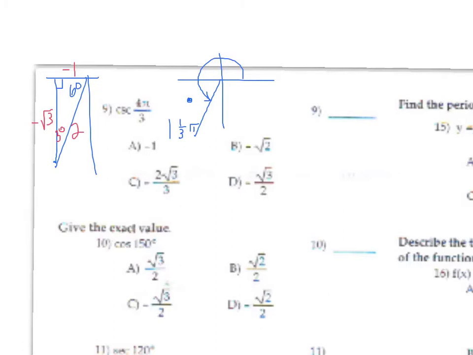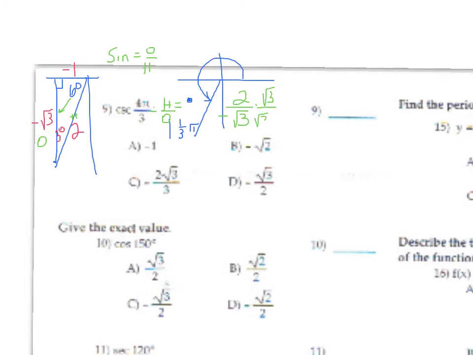Then cosecant. Well, cosecant is the reciprocal of sine, and sine is opposite over the hypotenuse, so then cosecant would be hypotenuse over the opposite. From 60, that's the opposite, and 2 is the hypotenuse. So that would be 2, let me just write it on the side, 2 divided by negative the square root of 3.